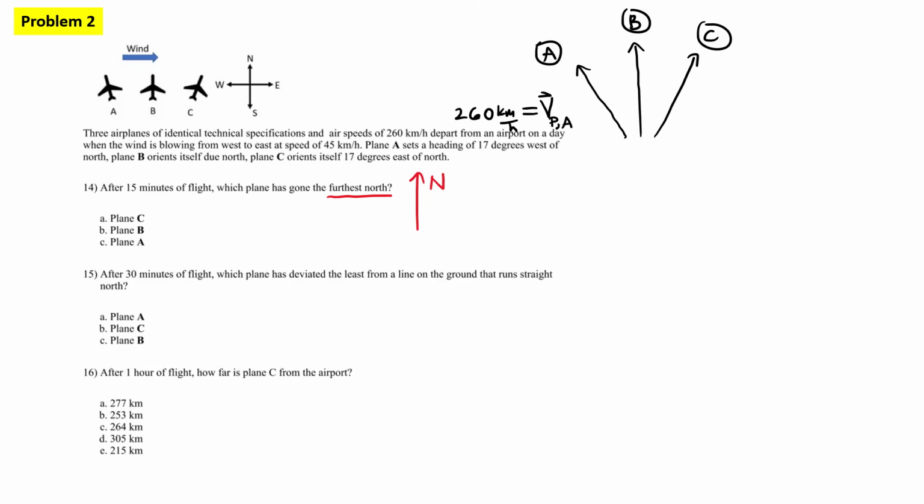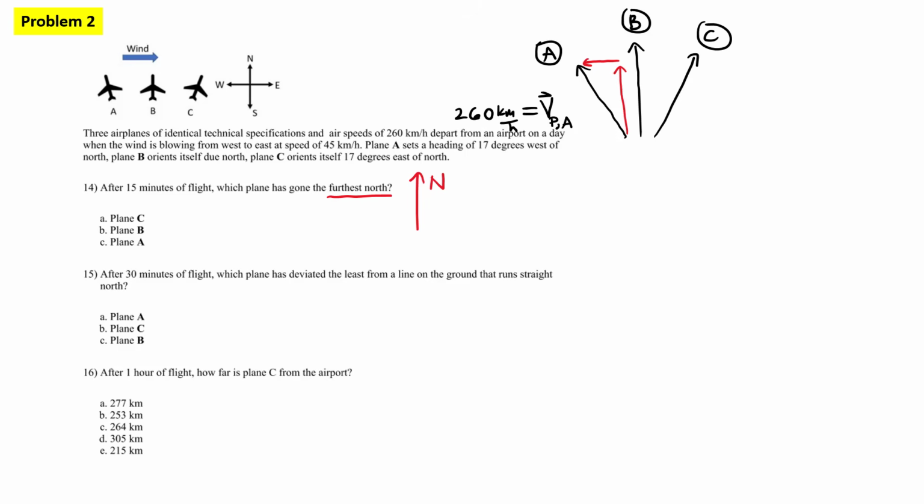Clearly point A and point C, again, if all of these 3 vectors have the same magnitude, if you break the vector A, for example, into components, it has a component here that is along the north direction, but it also has a component here that is going to be along the west direction. And this component here along the north direction for A and for C is going to be smaller than that of plane B, because plane B has its 260 kilometers per hour that is directly pointing north.